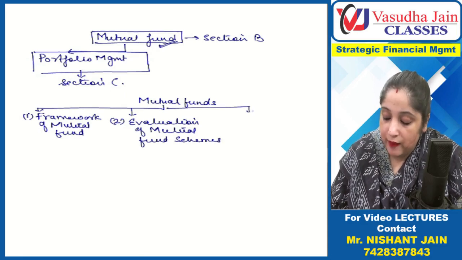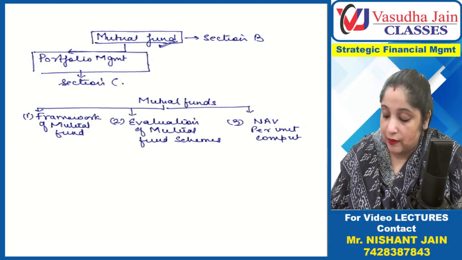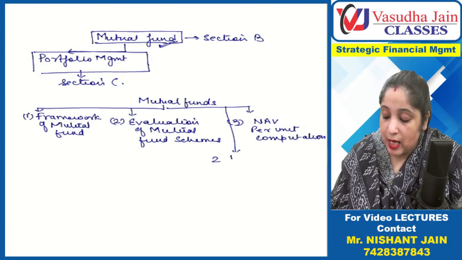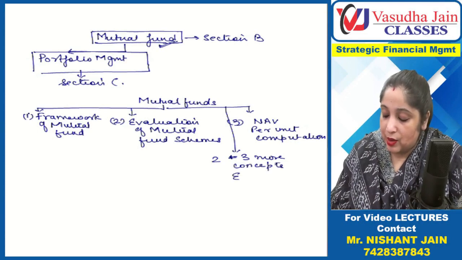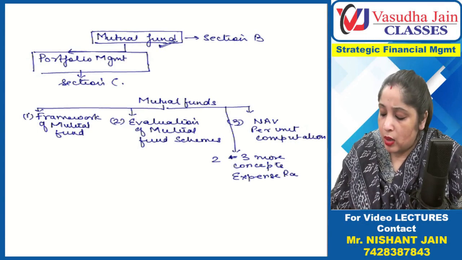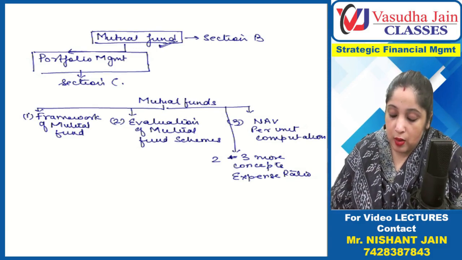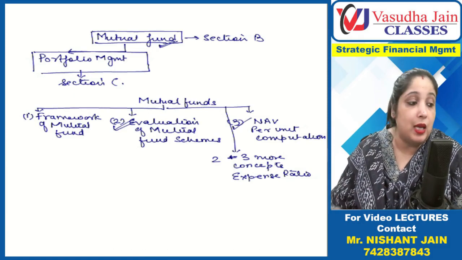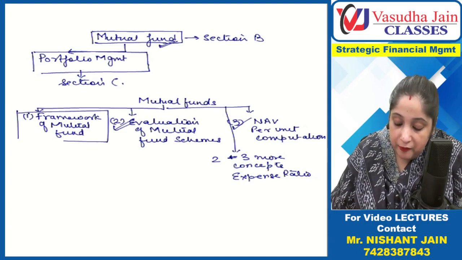Then we have to do another very important concept, that is NAV per unit computation. NAV implies net asset value computation, we have to learn, and 2-3 more concepts are there, for example, expense ratio, which we will tackle when we will be doing the questions. Okay, so the most important concept of mutual fund is evaluation of mutual fund schemes, and then NAV computation per unit. So before going into that, let us talk about the framework of mutual fund.